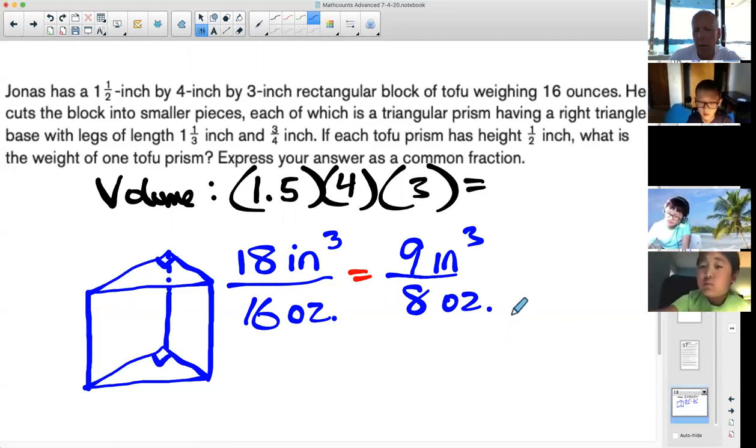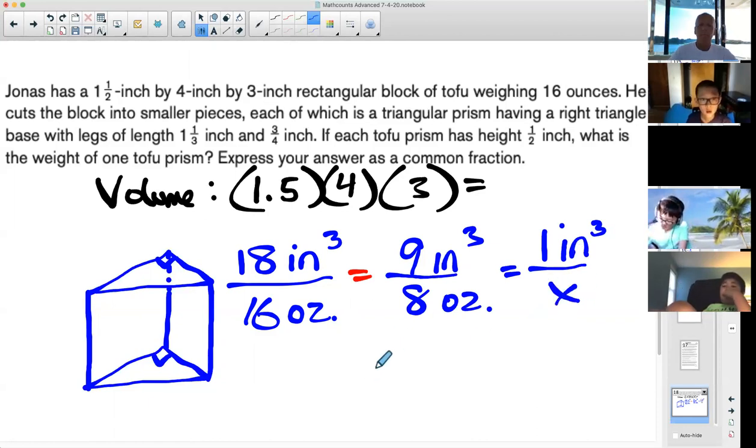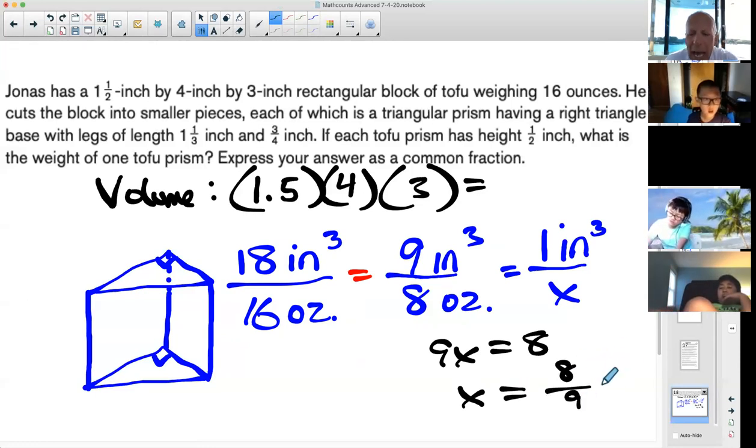Over 8 ounces, okay? Now, one of the things that I would love to know is the number of ounces in 1 cubic inch. Can you guys tell me what I would do? Come on, cross multiply, right? So what do I get? 9x equals 8. X equals 8 over 9. So x would equal 8/9 ounces, and that's for 1 cubic inch.